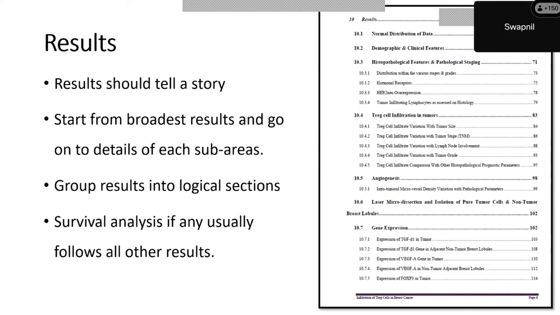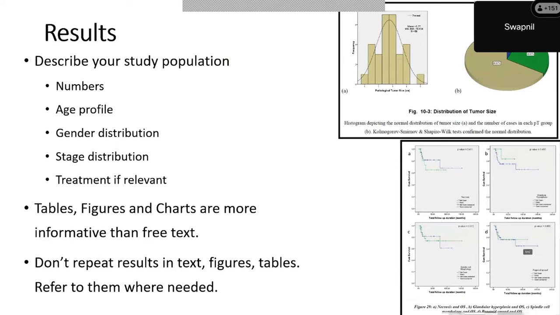As I said over here, results should tell a story. You often start from the broadest results and go on to the details of each sub area. The right hand side is a summary table of the different results of a particular thesis and how this particular author presents this in a very structured way. You should group those results into logical sections, and survival analysis, if you are doing it at all, should usually come quite at the end of the thesis.